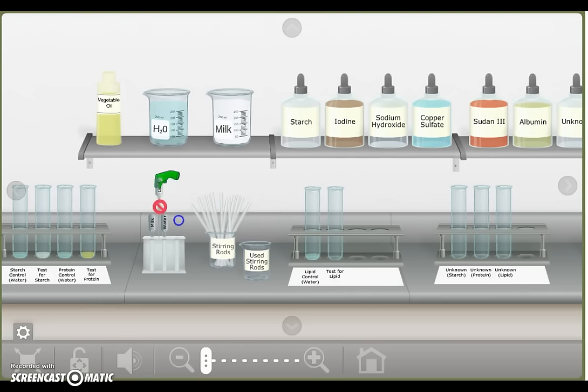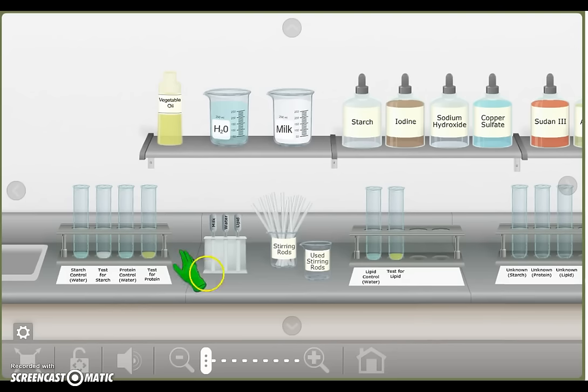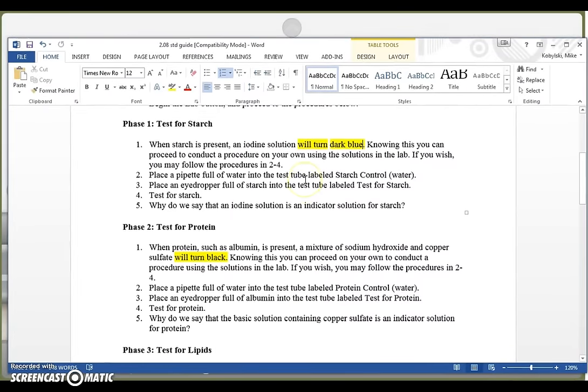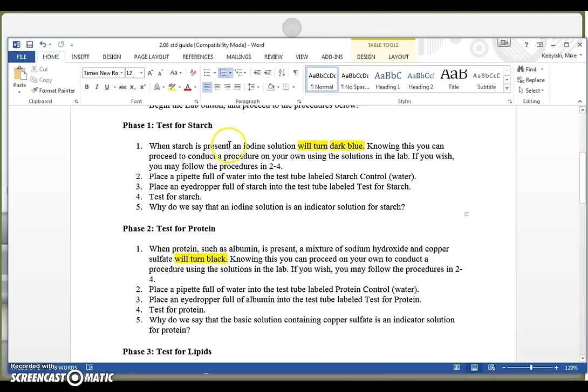And we're going to take vegetable oil in our test for lipids. Okay. What are we doing? Well, we're testing for starch. We're saying over here in our starch control, what reacts with starch? Well, if you bring up our guide, when starch is present with iodine, it turns blue.